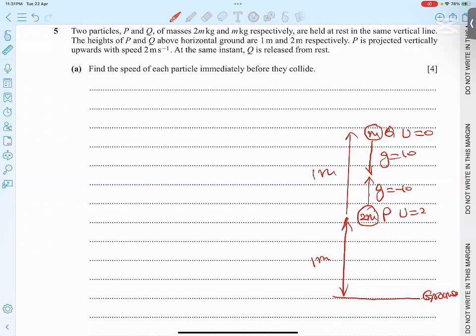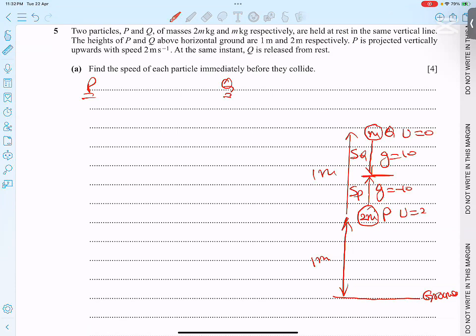Let's talk about what he's asking for: the speed immediately before collision. So we have to find the speed at this point. We need a collision. So the distances, this is SQ and this is SP. SP and SQ, if you add them, must be 1 meter. Okay, so let's start. First I'll show the P particle, and then the Q particle.